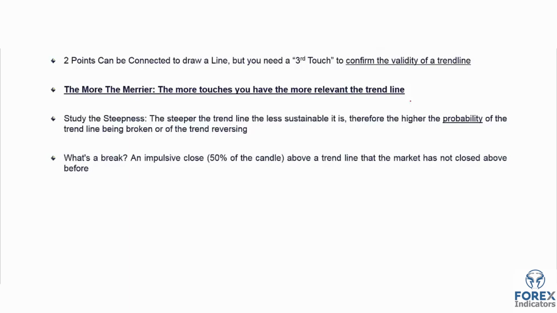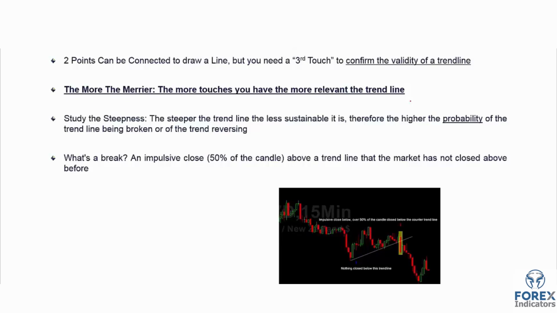So what is a break? Well, an impulsive close 50% of the candle above a trend line that the market has not closed above before. That's what I would class as a break. So here's an example. Notice how this is a supporting line, and it's what we call a counter trend line. The market breaks and closes below this line, and 50% of that candle is below the line. So that would class for me as a break, and an area where we could be looking to sell this market.